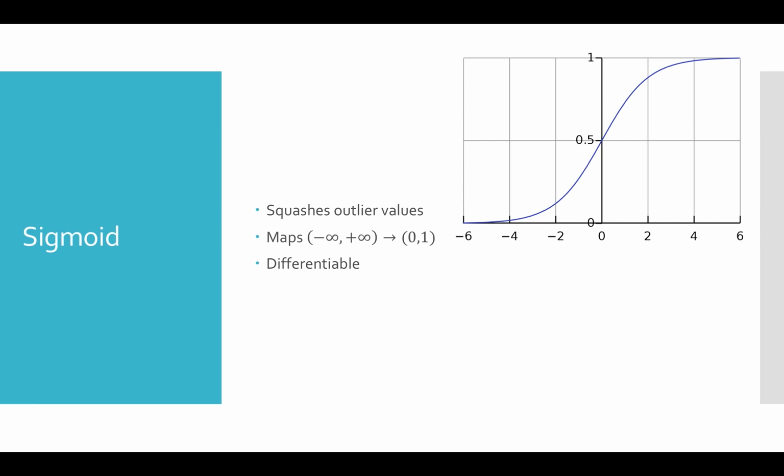And what does it do? It squashes outlier values, right? It takes values from negative infinity to positive infinity and maps them to values between 0 and 1. And what's nice about it is that it's differentiable. So we can take the derivative at every point, which will be very useful when we're doing gradient descent.